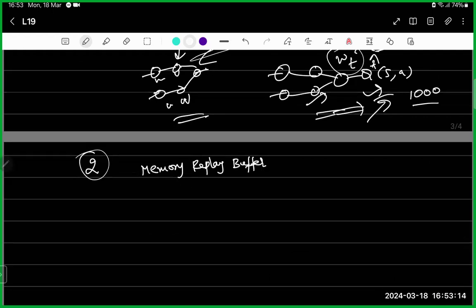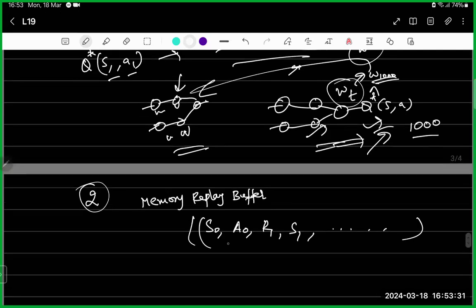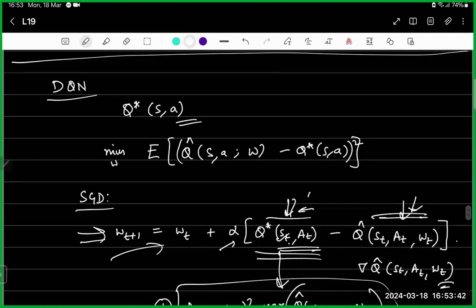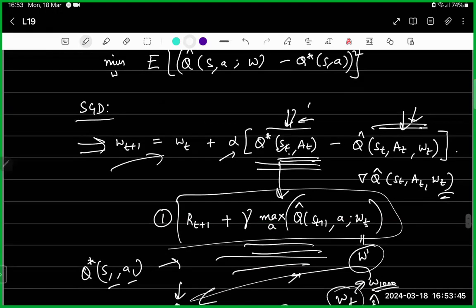What this memory replay buffer is: you are visiting some state-action pairs. You start in some state S_0, take some action A_0, and get some reward. So you are following some trajectory. What you do is keep saving these trajectories in some buffer. Right now we are not storing this behavioral data. All that we do is, you are in some state S_t, you observe S_{t+1}, you do this update, and you forget what your previous S_t is. You don't have to store trajectories in your memory.